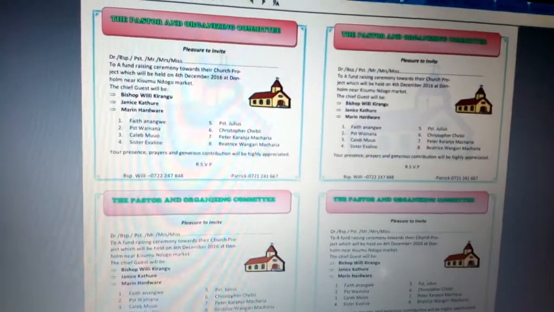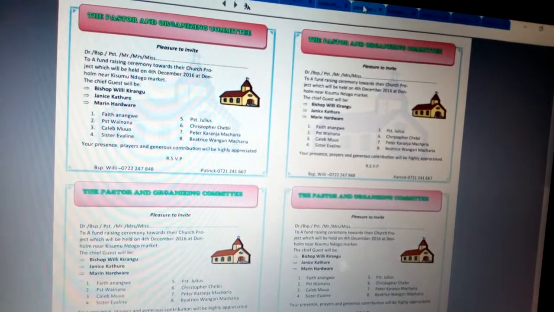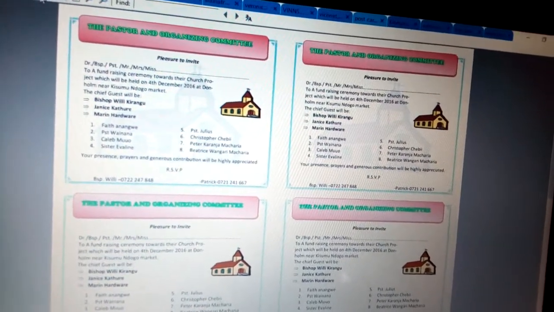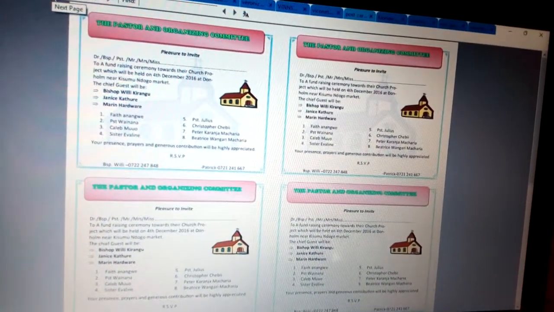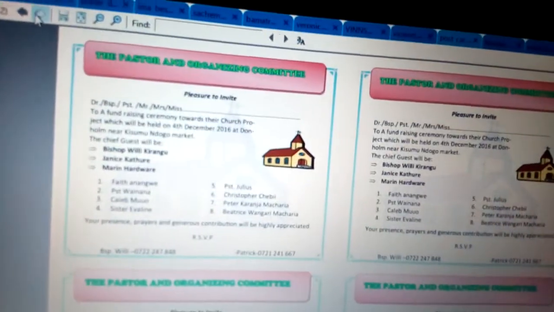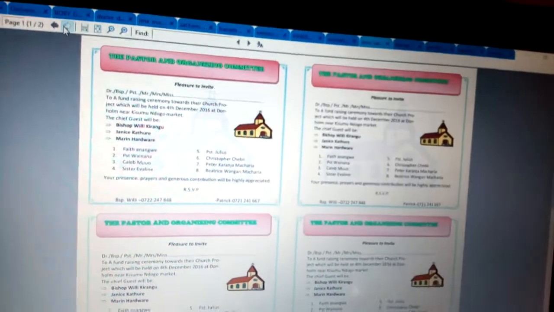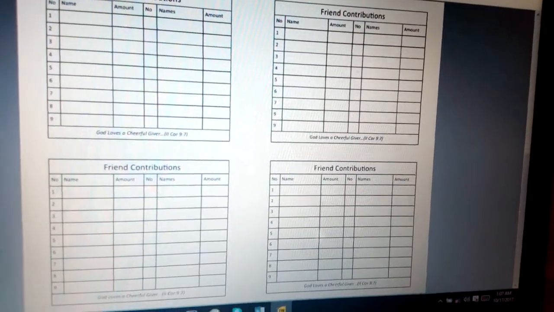We have the postcards. Those you can still design with the use of Corel Draw. Those contribution cards, and basically you should understand that those business cards always have two sides. So it means you have this information you need to put here, and you duplicate them, then from there you have the other side here. As you can see, we have the friends contribution.